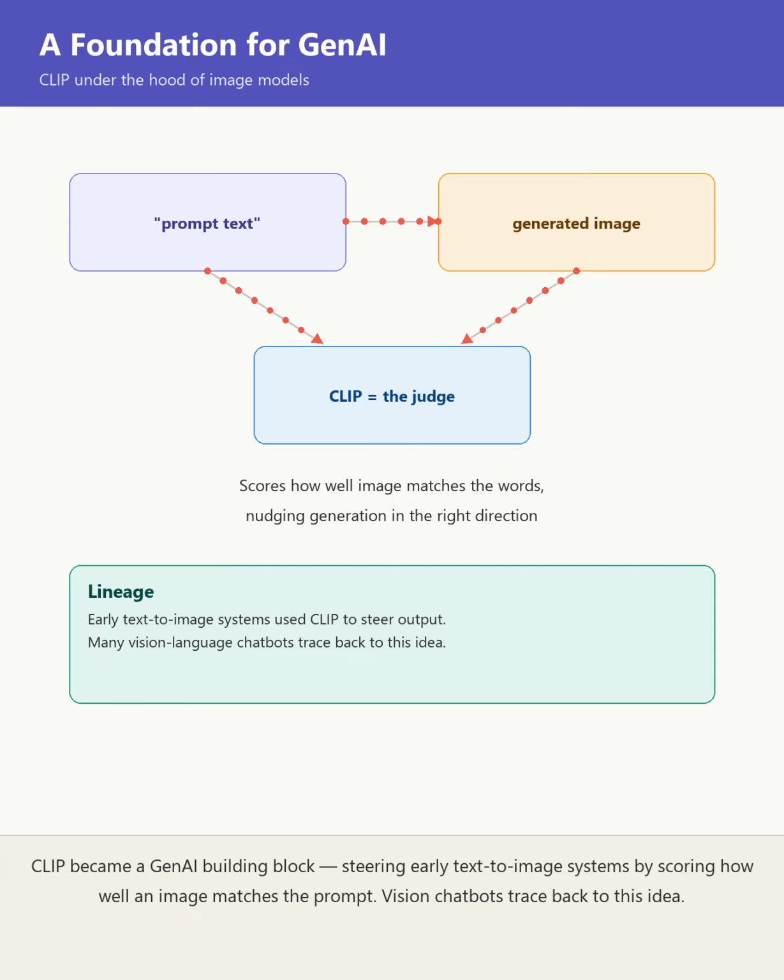Beyond search, CLIP became a foundational building block for generative AI. Early versions of text-to-image systems used CLIP to steer the image generation toward the words in your prompt. It acts like a judge, scoring how well a generated image matches the requested text and nudging the process in the right direction. Many vision language chatbots that can describe and reason about images trace their lineage back to this contrastive approach of aligning pictures and words.